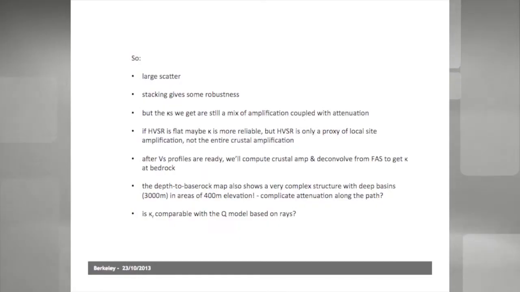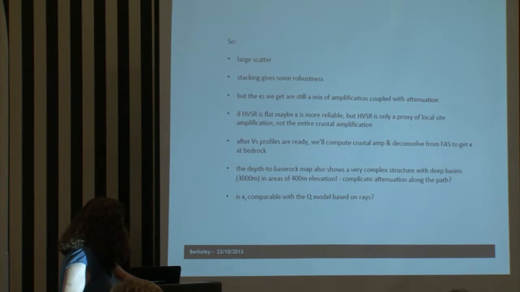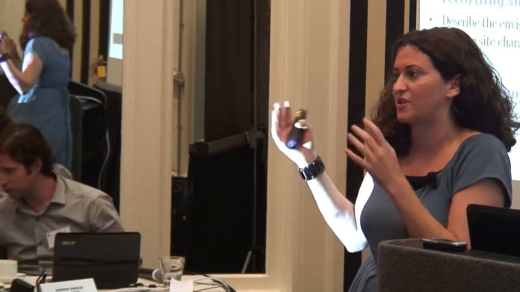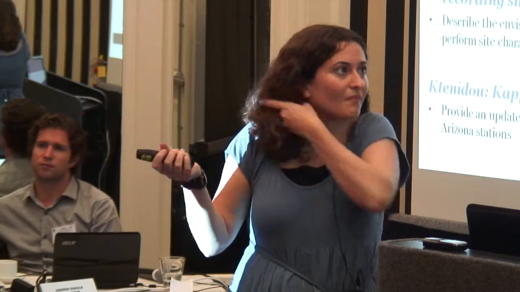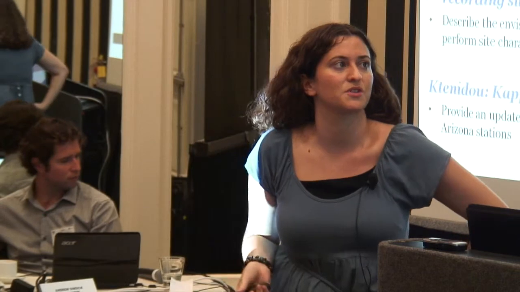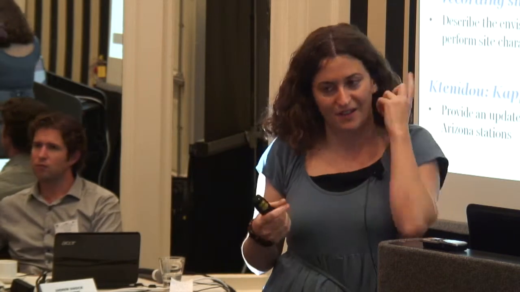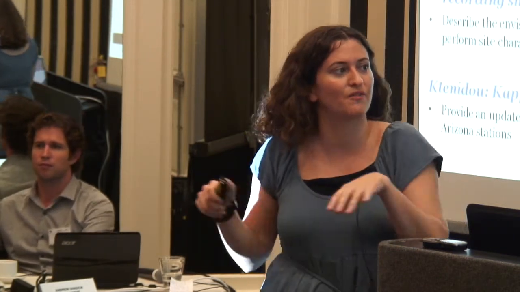So, a few preliminary conclusions from the traditional kappa approach. Obviously there's big scatter, and I can't remember one single kappa work where I did not say that there is big scatter in the results. So there you have it, big scatter. The stacking between different components and events makes it a bit more robust. But still the kappas you get are a mixture of attenuation and amplification. So you can trust the kappas a bit more if the H over V is flat, but that's just a proxy. So after we get the VS profiles and get rid of the amplification, maybe we'll be able to get truer kappas, like rock values of kappa.